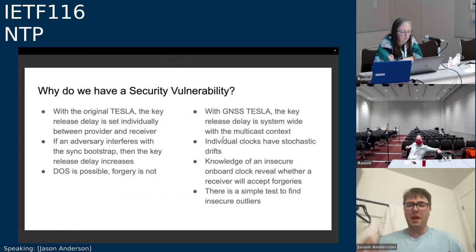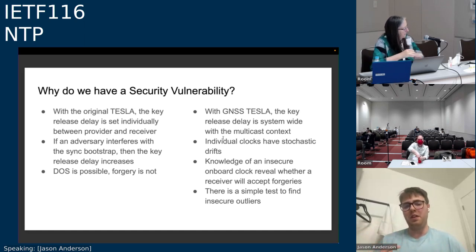So why do we have this vulnerability? In the original TESLA scheme, there is a bootstrap procedure where the key release delay is set individually by provider and receiver. TESLA is an Internet of Things protocol, so two providers and receivers can decide this key release delay. And if an adversary interferes with that bootstrap, then the key release delay increases. So in effect, a denial of service is possible, forgery is not.